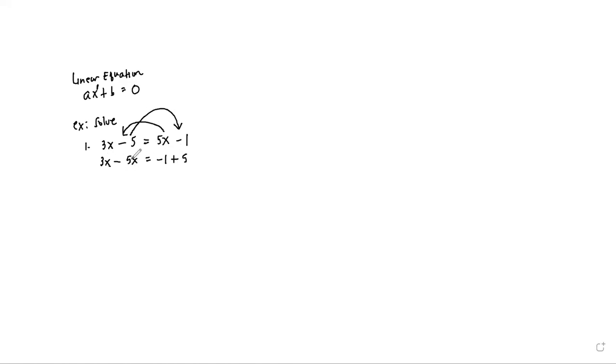So now combining like terms in both sides of the equation, 3x minus 5x is negative 2x. And then negative 1 plus 5 is positive 4. And then to solve for x, we shall divide both sides by negative 2. When dividing both sides by negative 2, we're actually using the multiplication property of equality because it's the same thing as multiplying both sides of the equation by negative 1 over 2. So in this case, the left side, negative 2 will cancel out, so the left side becomes x, while the right side, we have 4 divided by negative 2, which is negative 2.